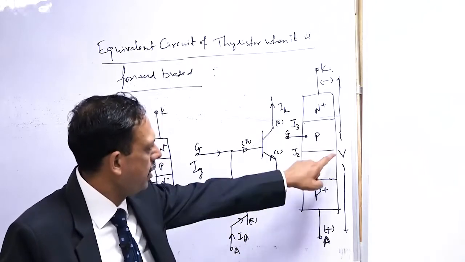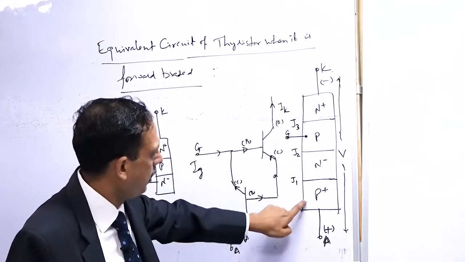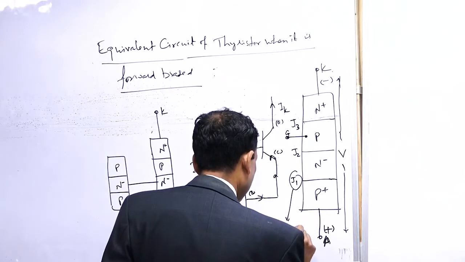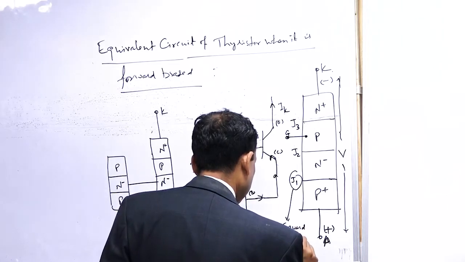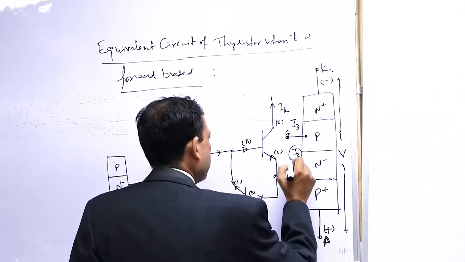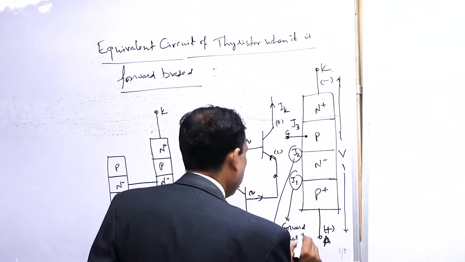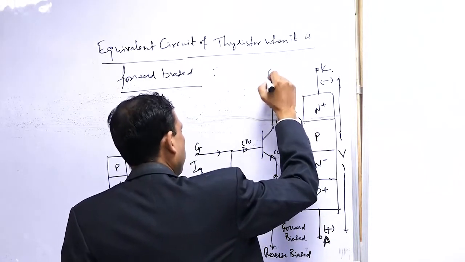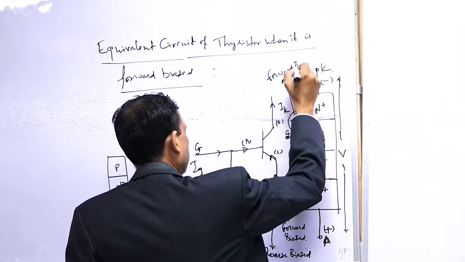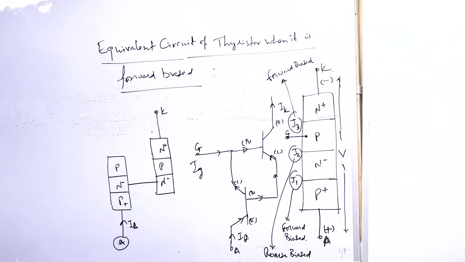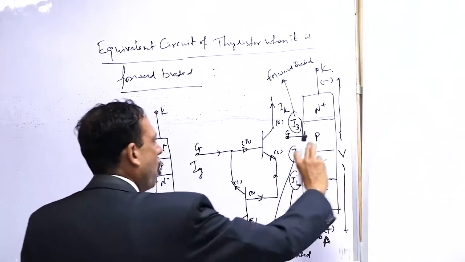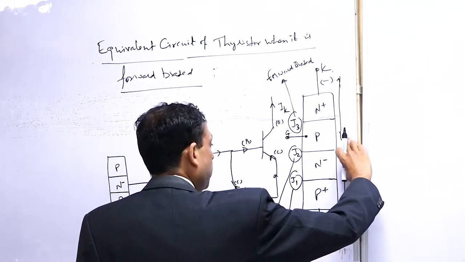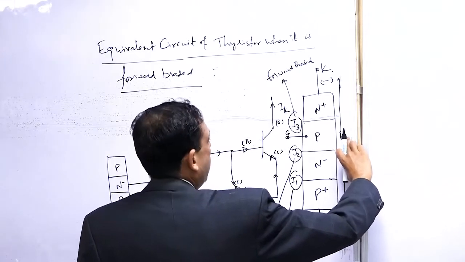When the positive voltage V is applied, anode is positive and cathode is negative, so this P-N junction is forward biased. This is reverse biased, as already explained in the previous first session, and this is also forward biased. J2 is reverse biased, so all the voltage V comes across J2. If it is 1000 volts, the forward voltage comes across this, and it is not going to conduct.